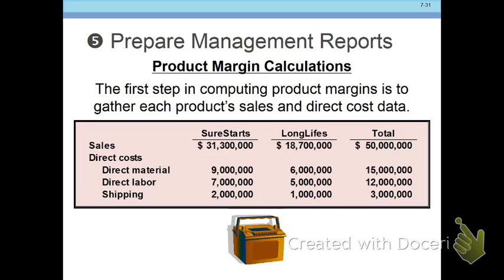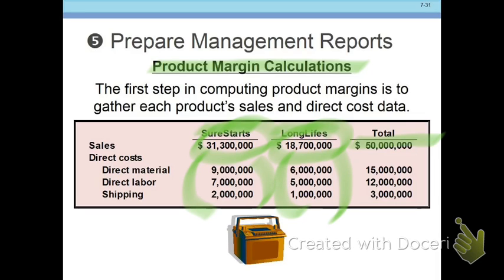Okay, is the product profitable? So what we're going to take a look at is the product margins. We have these two batteries. Notice the sales are $50 million, which is exactly what we saw at the beginning of the chapter, and they've now broken it up between their two products. Direct materials, direct labor, and shipping are all directly traceable, so those are easy to put there.